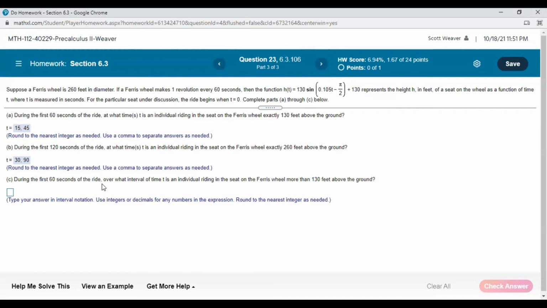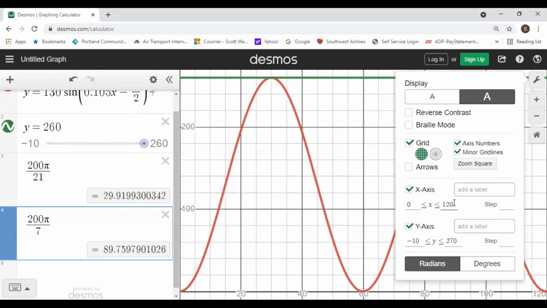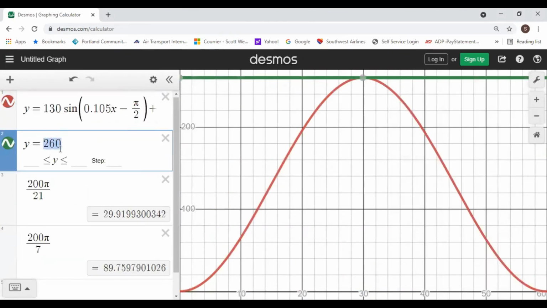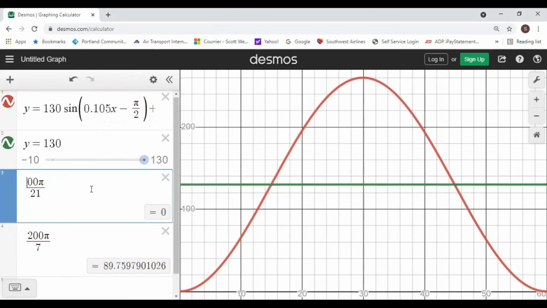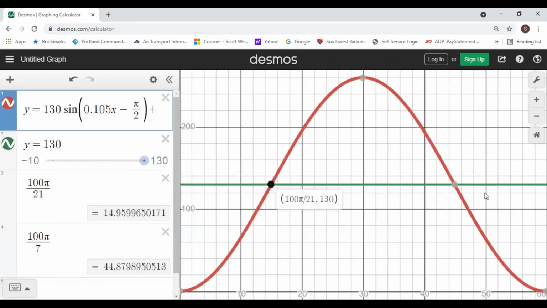And then here, during the first 60 seconds of the ride, over what interval of time is the individual on the Ferris wheel more than 130 feet above the ground? So if we go back to it, we switch it back, and we already know what the values were here. We just want to make the window match up with it so we can answer the question. And here, this was supposed to be now 130. Now it says, when was the individual in question above that height? So it'd be from an x value of 15, remember, to 45. So it'd be from 15 to 45.